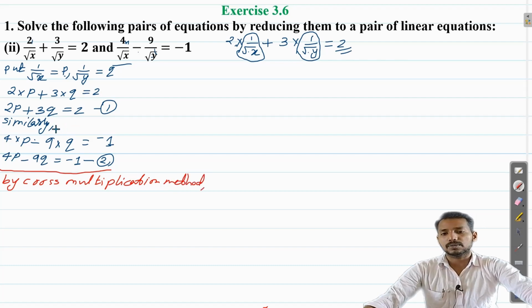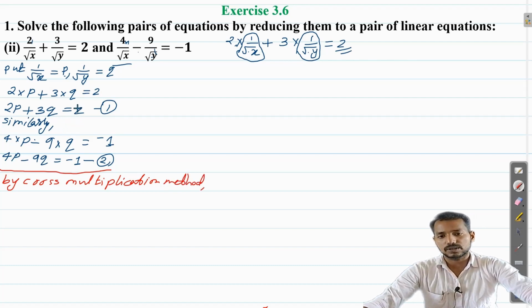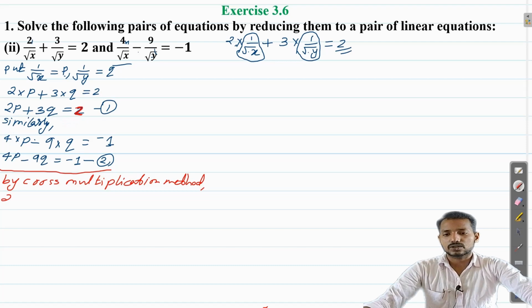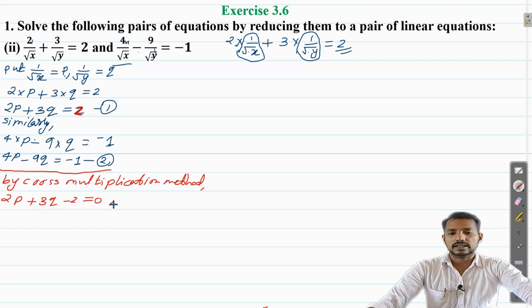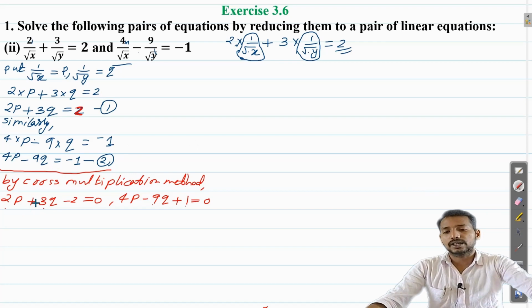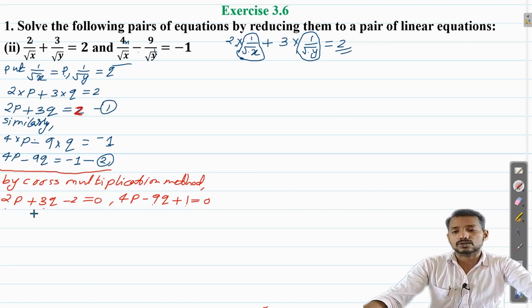In the cross multiplication method, the 2 equations should be written in the standard form, that is 2p plus 3q minus 2 equal to 0. And the second equation is 4p minus 9q plus 1. Minus 1 taken to the left side will be plus 1, which is equal to 0. Now we can go for the diagram to solve by the cross multiplication method.